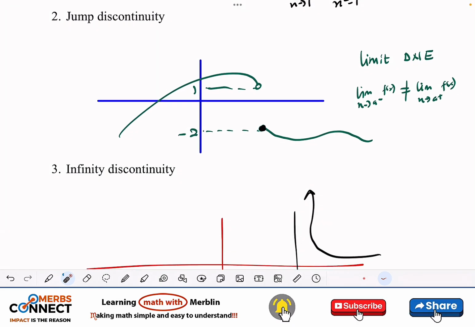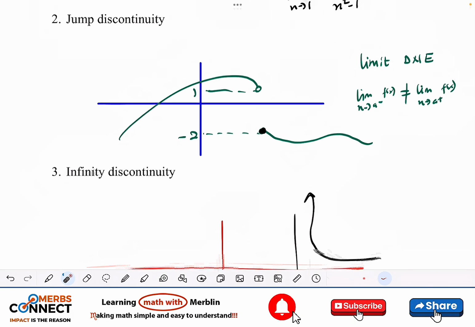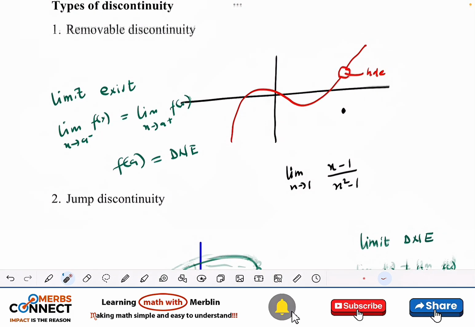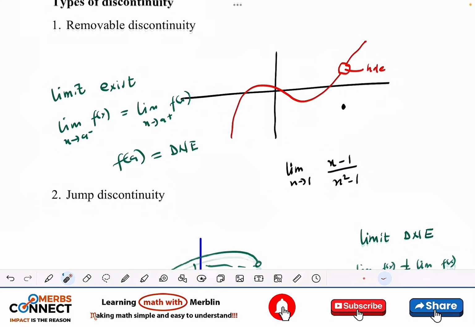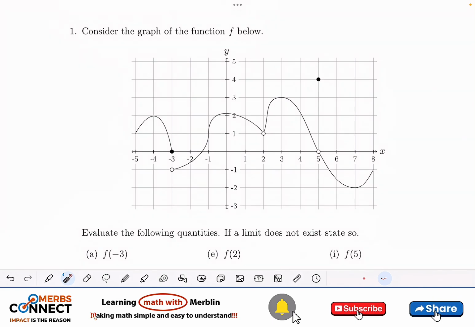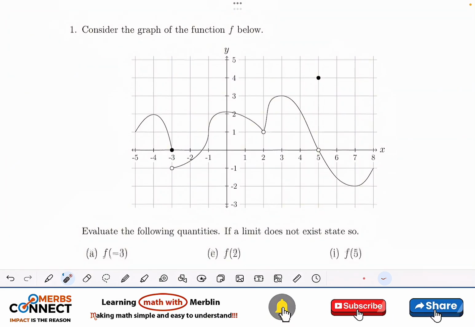We have some other types when we have sharp curves and all those things. But I think if you know these three types of discontinuity, it's going to help you a lot. So now let's look at some graph work that we can also work with, right?